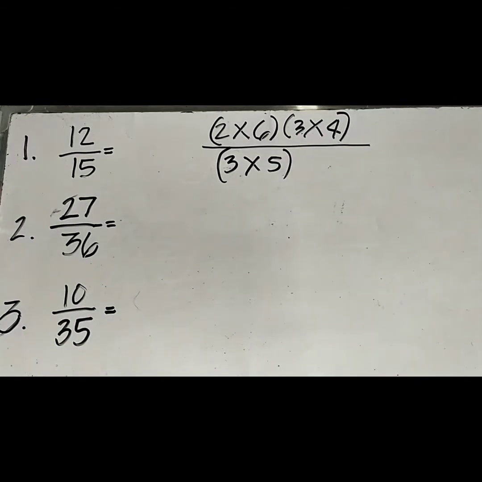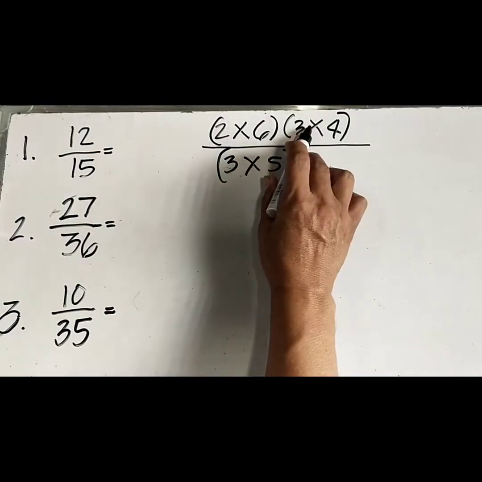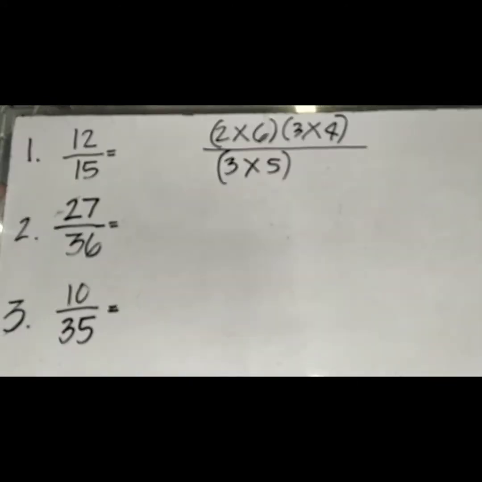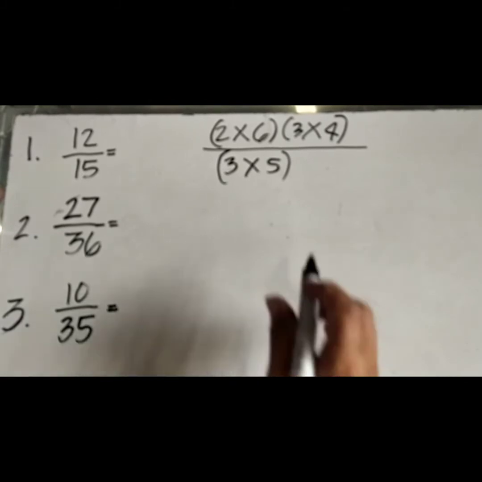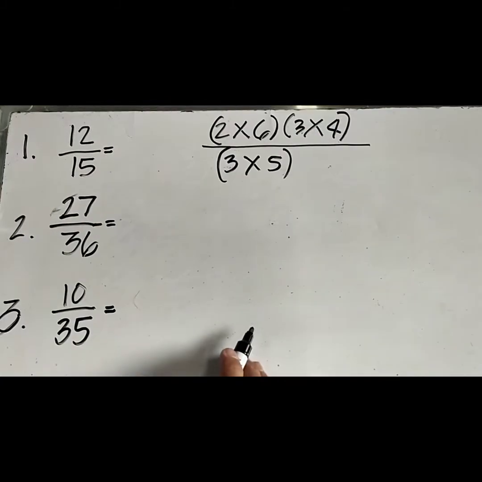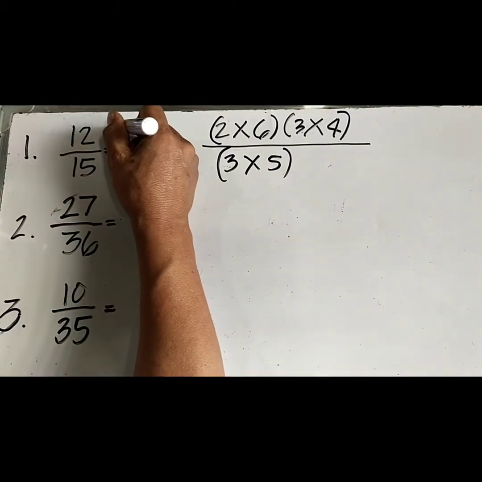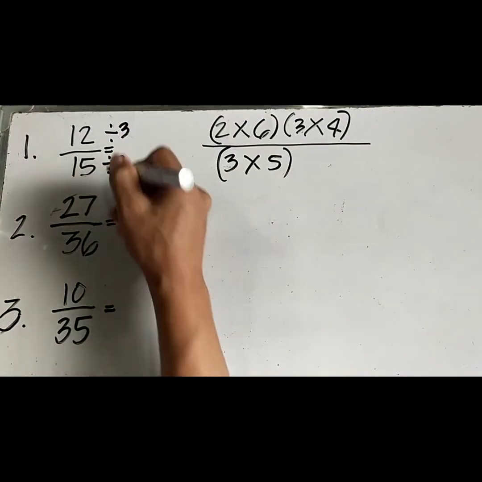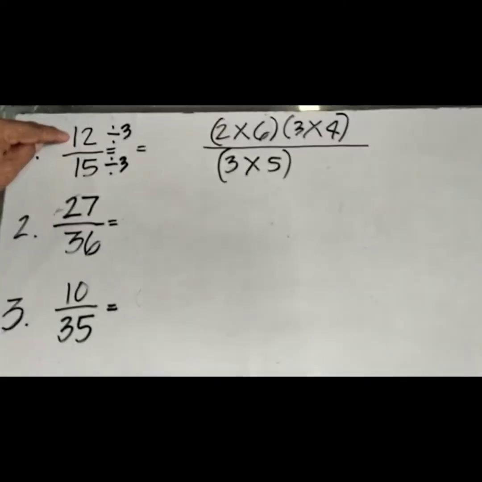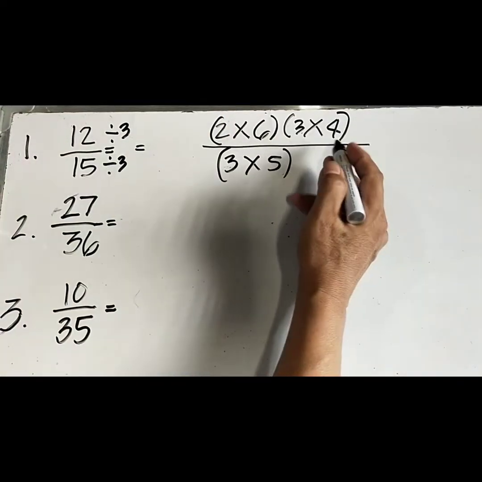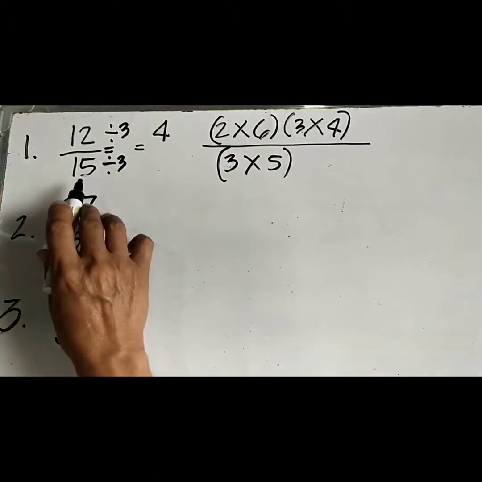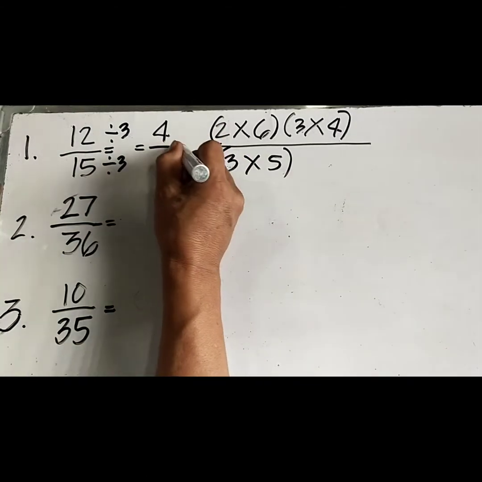So what is the common factor? You have 3 as the only common factor for 12 and 15. So we will use 3 as our common divisor to reduce the fraction to its lowest term. No other number is similar in the numerator and denominator, so we will use 3. So 3 will be our divisor. Divide 12 by 3 and 15 by 3. So we have 12 divided by 3, the result is 4. 15 divided by 3 will give us 5.